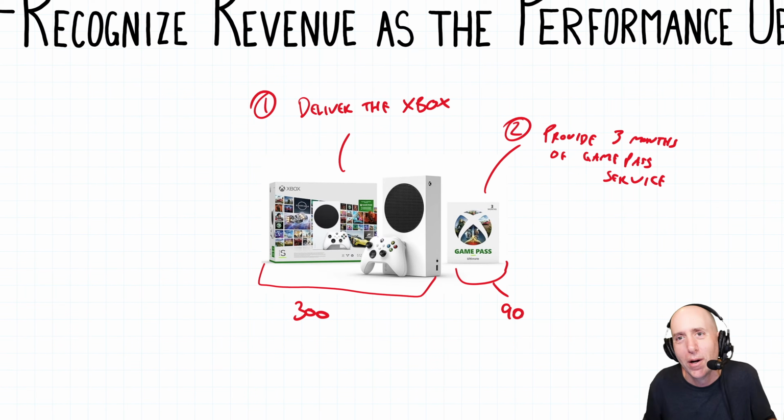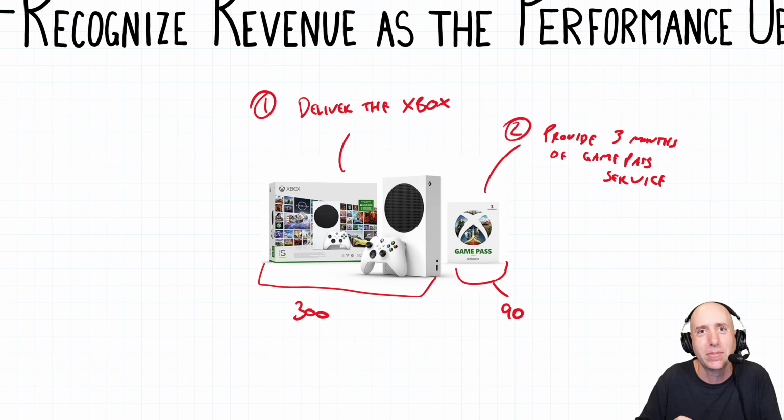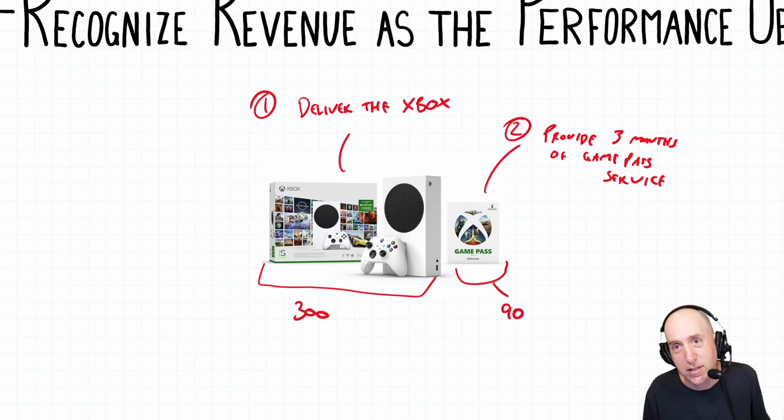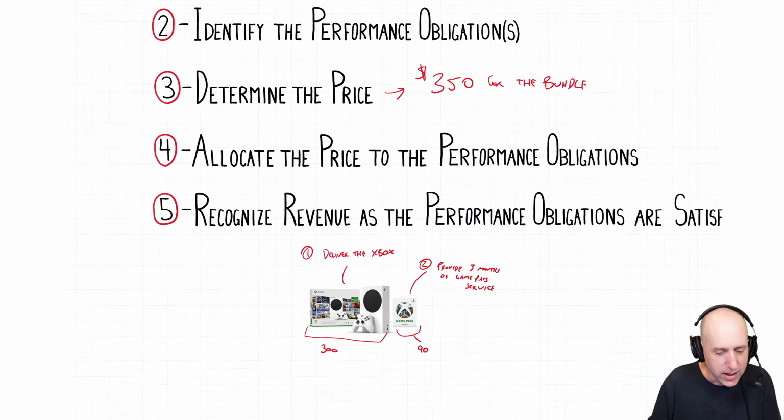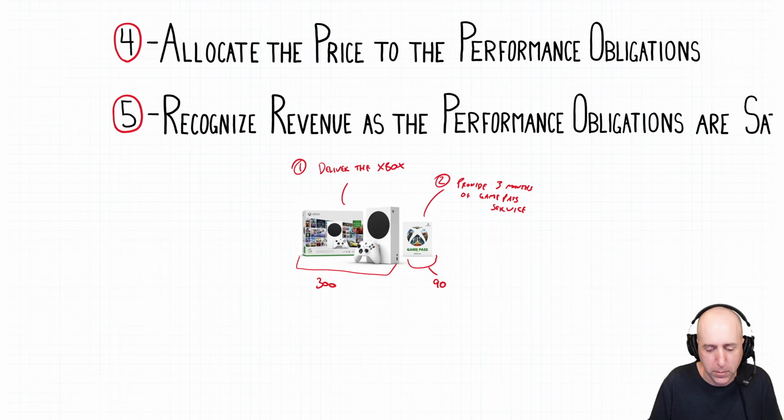You buy a combo, it's worth... you pay less. If you go to McDonald's and buy a burger and fries and a drink, it costs you less as a combo than it does when you buy them all separately. Well, same thing here: $390 for the separate parts, but it only is costing us $350. Okay, so allocate the price to the performance obligations.